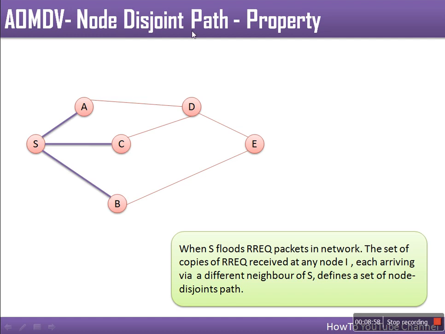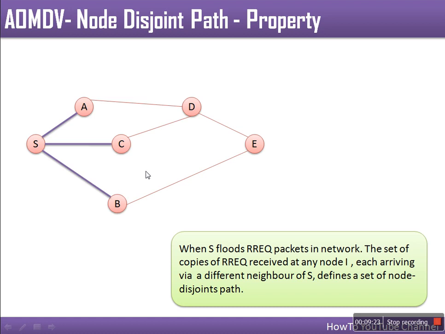So what is a node disjoint path? In a node disjoint path, except for the source and destination, no nodes are in common. If we consider these two paths, S, A, D and S, C, D, except for S and D, the source and destination, no other nodes are common. So this property is used to achieve node disjoint paths.